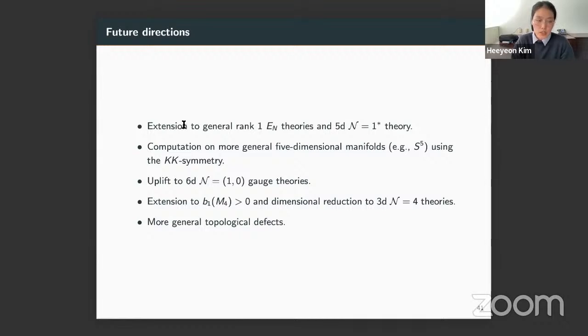And we can also try to use this result, using the KK symmetry that I didn't mention very much in this talk, to generalize this computation for more general five-dimensional manifolds, which can be thought of as an S1 bundle over the four-manifold. For example, S5 could be the simplest example of such a class of theories. And it would also be interesting to uplift what we have just done to the 6D N=(1,0) gauge theories so that we can obtain a class of elliptic genera that is labeled by four-manifolds, and also the extension to b1 positive and the dimensional reduction, for example, to lower dimensional 3D theories will be interesting. And also, as I mentioned, it would be interesting to try to understand the geometric interpretation of more general topological defects that you can consider in this construction.